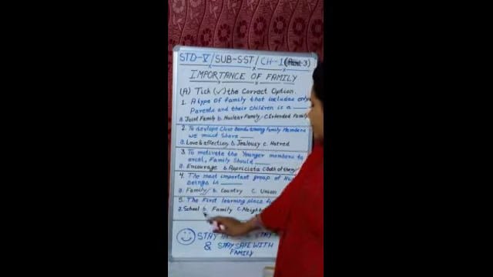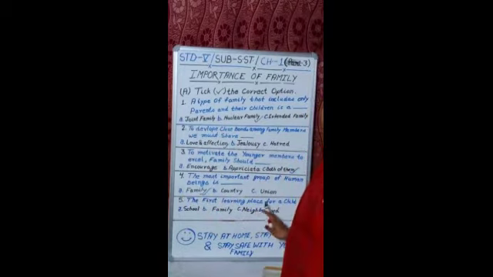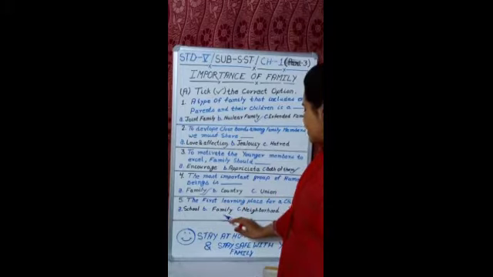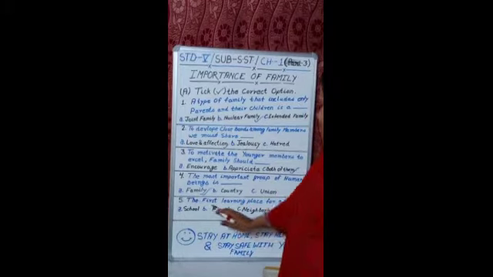Question number 5. The first learning place for a child is. You all know the answer, I know very well. There are three options given: A, school. B option, family. And C number is the neighborhood. So you know the answer. Our answer will be family. Yes. Okay, children. So, yes, the first learning place for a child is family. Right? Okay, move to our next question.